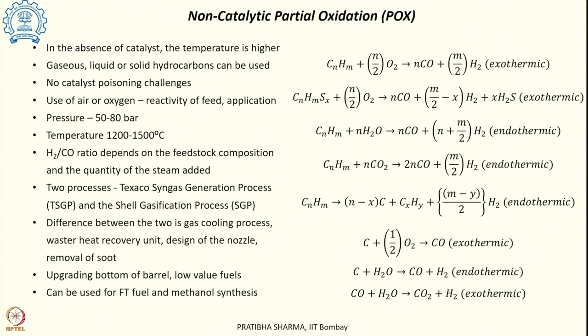Starting with non-catalytic partial oxidation, as the name suggests, a catalyst is not used, so the temperature required will be higher. Now, the fuel flexibility means natural gas which cannot be used in the SMR process because there is a variety of hydrocarbons present in the gaseous form, or because the content of sulfur is higher, or liquid fuels like heavy residual oils or pet coke, coal; all the feedstock can be upgraded and used for hydrogen production using non-catalytic partial oxidation. Since there is no catalyst, the catalyst deactivation problems are not there.